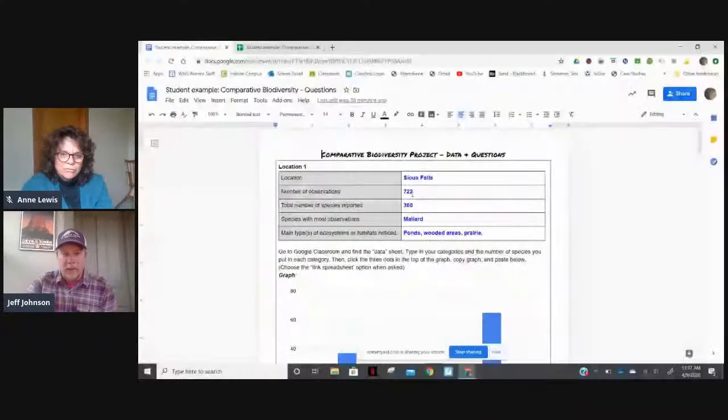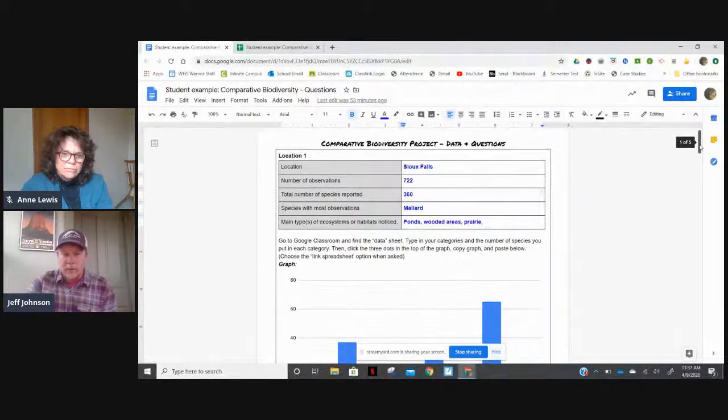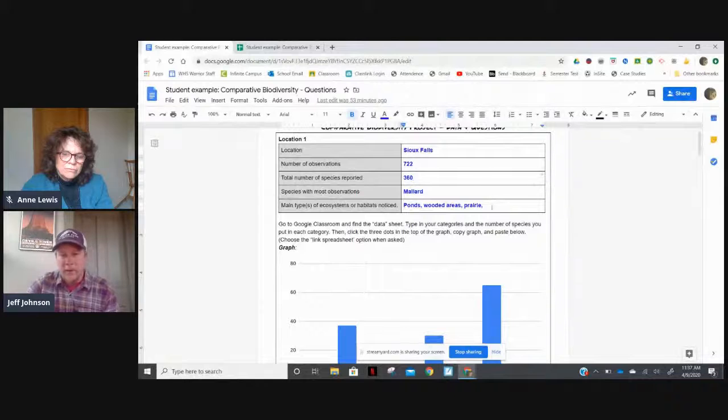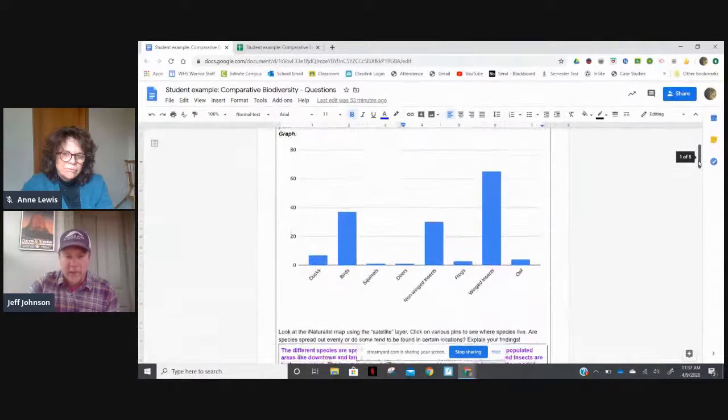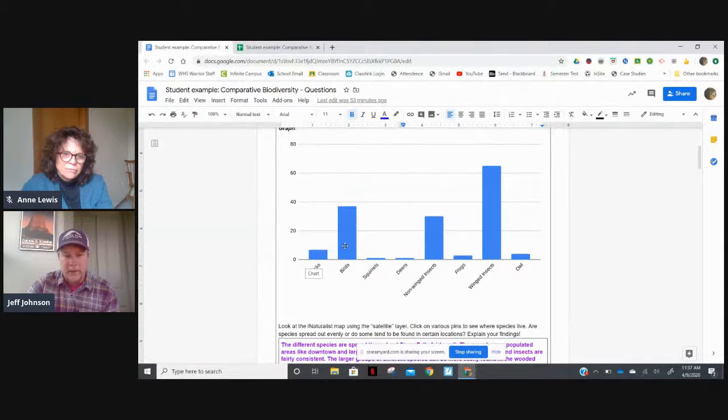So what this ended up looking like, this is a student example where they started with Sioux Falls, and they found that there were a lot of observations, and gave 360 different species, the mallard, and then ponds, wooded areas, prairies. Here's their graph that they made. You can see that they decided to split ducks up from birds. They had things like squirrels, deer, non-winged insects.